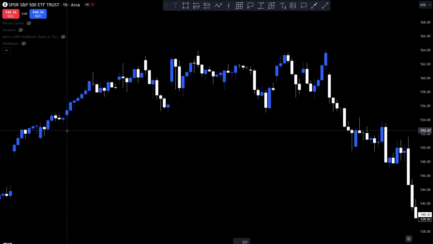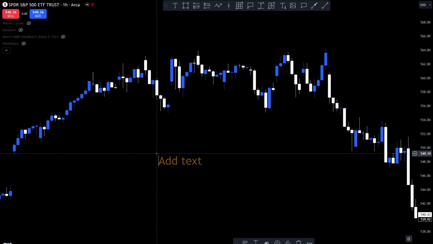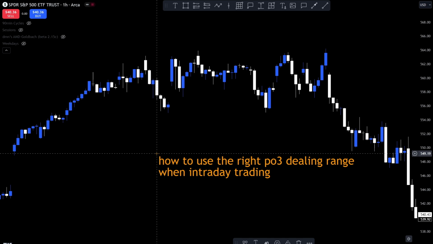Now, really quick, I want to talk about how to use the right PO3. And PO3 just means power of three. Okay. How to use the right power of three dealing range when intraday trading stocks, or options, rather. And that's the thing. You're not really conformed to what type of actual trading you like to do, or if you're not into trading, you just like regular investing and buying shares and things like that.